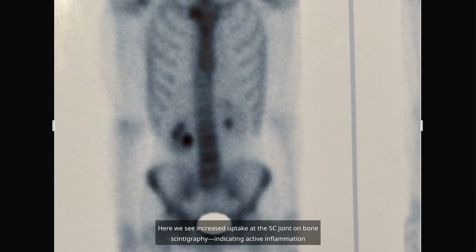Here we see increased uptake at the SC joint on bone scintigraphy, indicating active inflammation. Bone scans help detect early inflammatory changes even before X-rays become abnormal. In patients with asymmetric joint pain or subtle findings, bone scans can help confirm enthesitis or active arthritis.